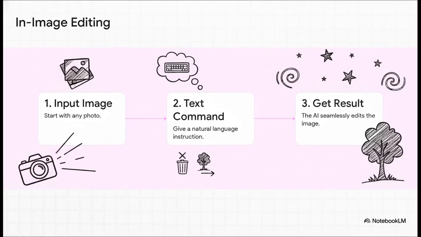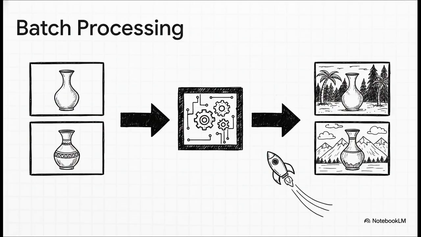Third is in-image editing, and folks, this is a game changer. You can take any photo and just talk to it. You don't need to be a Photoshop wizard anymore. You can just type, hey, remove that trash can and put a tree there, and the AI just does it seamlessly. Superpower number 4 is all about working smarter, not harder. With batch processing, you can give it up to 10 images at once and apply one command to all of them. Think about it. You could change the background for an entire product catalog in a single go. We're talking about efficiency gains of over 80% here.